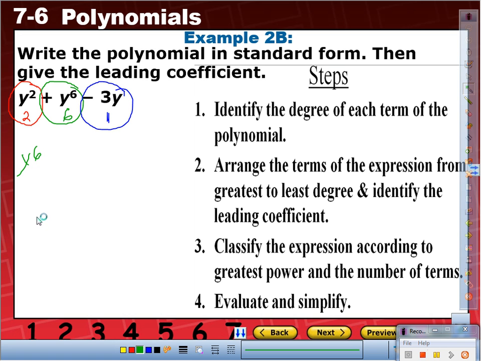Y to the 6, very good, that's our first term. What would be our second term? Y to the second power, and what is the sign? Positive, okay? And what is our last one? Negative 3y. So now this is called what? Standard form, from greatest to least degree. And let's identify the leading coefficient. So check this out. What number is multiplying the y right here? Everybody look up. Right here. Negative 3. How about this one? 1, an invisible 1. How about here? 1, an invisible 1. So what is our leading coefficient?